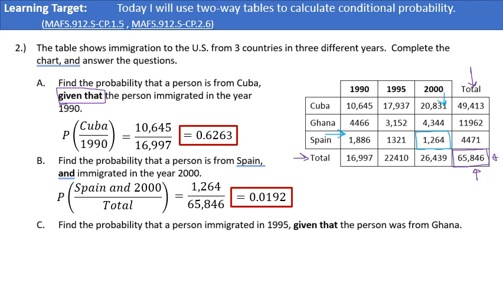0.0192, or a little close to 2%, 1.9%. Okay. How are we doing? You want to pause it and try C on your own? We'll do it anyway. All right, here we go.